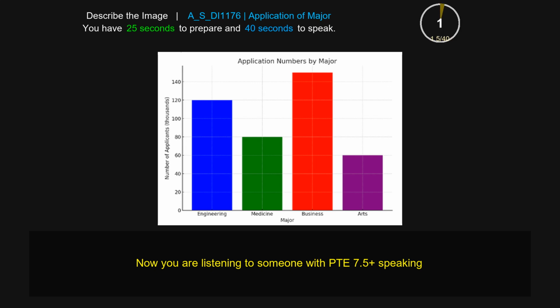This bar chart shows information about application numbers by major. From the picture we can see engineering with the number around 120, and also arts with the number around 60 is the lowest one. Medicine is around 80 and the highest number is for business with the number around 150. To sum up, this picture shows the application number by major in a bar chart.